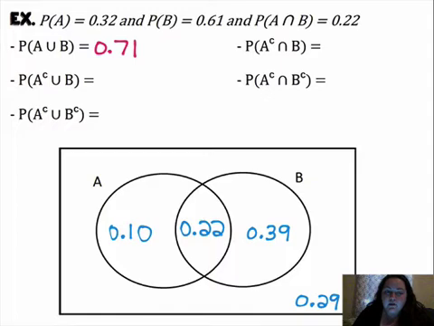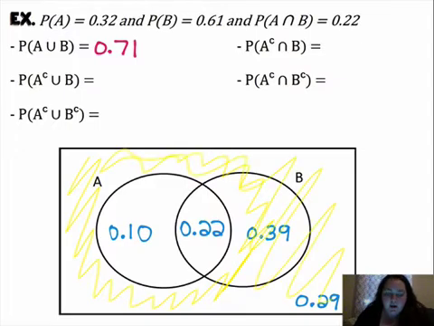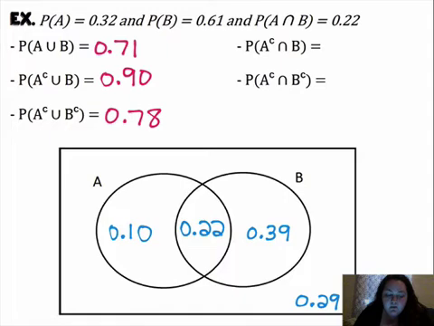The next one is the probability of anything that's not in A, so the complement of A. That means anything that's not in A, or anything that is in B. So I can also include everything in B. Anywhere that I've highlighted can be included. So 0.22 plus 0.39 plus 0.29 gives me 0.90. Oops, I went a little far.